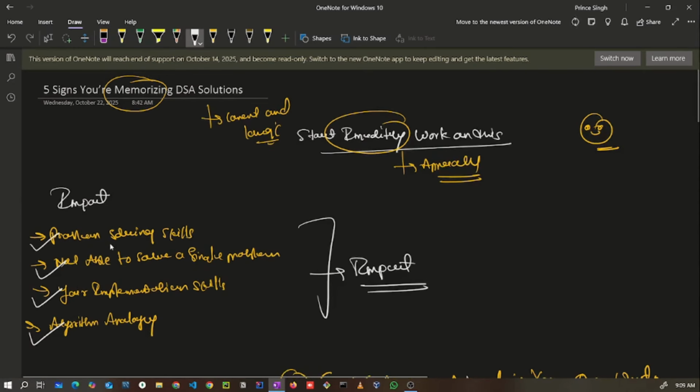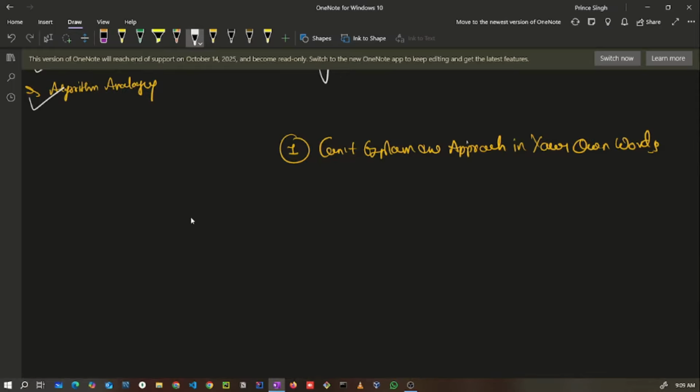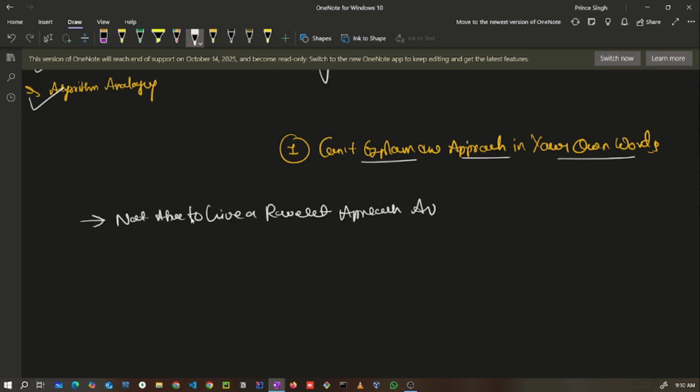So the first point is you can't explain the approach in your own words, right? For example, if I ask why did you use this logic, you give an irrelevant answer. For example, because this might be the optimal approach, or this is the common pattern to solve this question. If I am asking why you are using the two pointer approach, and you give an irrelevant answer because this might be the optimal approach, or this kind of problem is mostly solved by two pointer, right, this kind of approach.